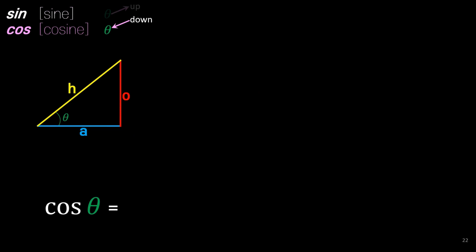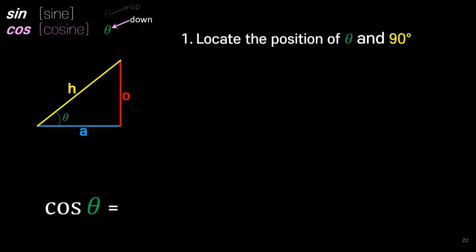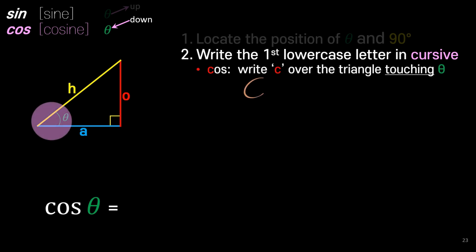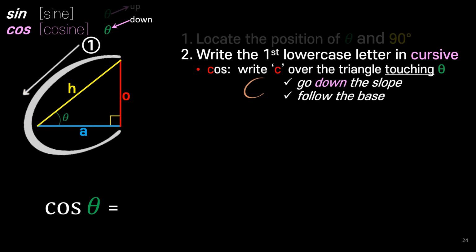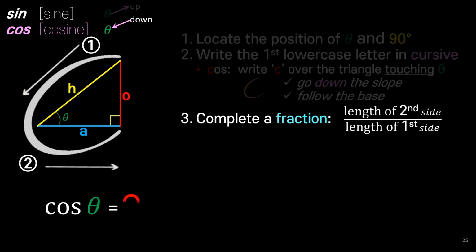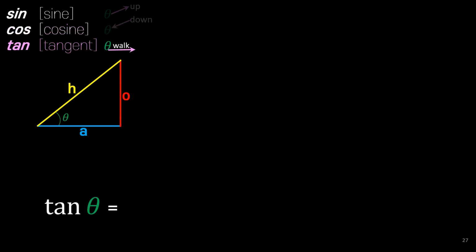What about cosine theta? First, locate angle theta and the right angle. Then, identify the overall structure of the triangle. Next, write the lowercase letter in cursive. Since we're focusing on cosine theta, write the lowercase letter c in cursive style over the triangle, touching angle theta. First, go down the slope and then follow the base. Next, complete a fraction. Place the first side you encountered in the denominator, and the second side in the numerator. Now, what is cosine theta? H, a.